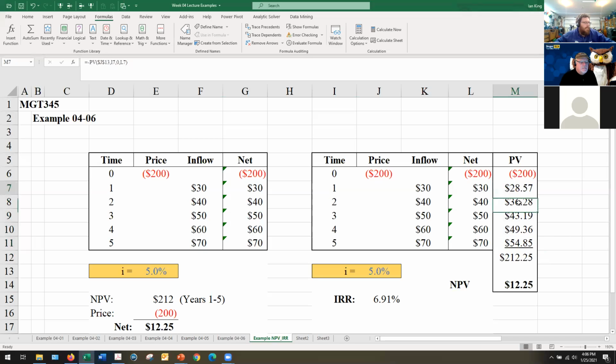And then you add them all up to get that 212. Or you can just hit net present value, which says, okay, this is $212 against the $200 you pay out. So that's essentially what this net present value function is doing for you. It's saying, hey, highlight all these. I'll give you the present value at whatever percent you tell me.